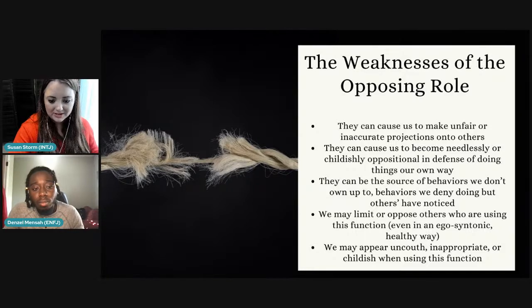I guess I already went into that one. So these are some of the weaknesses of that function. But even though those weaknesses are there, it doesn't mean we should just do away with it. It doesn't mean it's a bad function. It still has a lot of good to bring to the table, as we talked about.